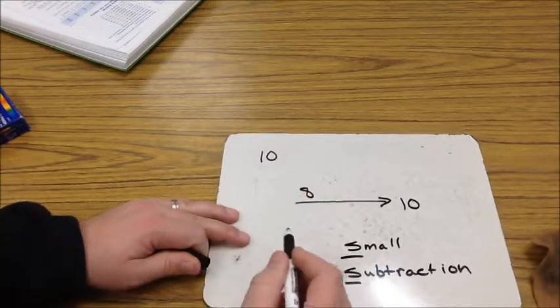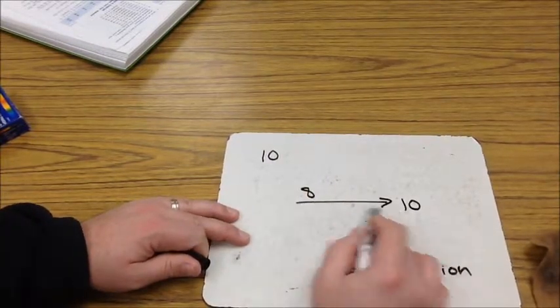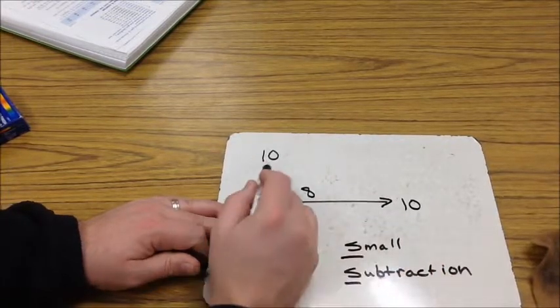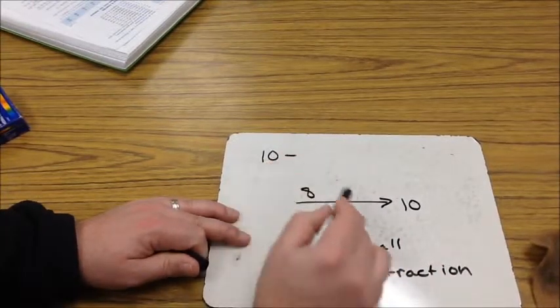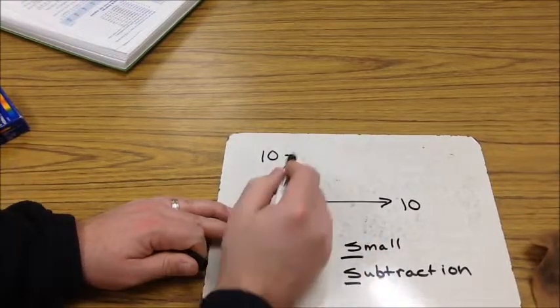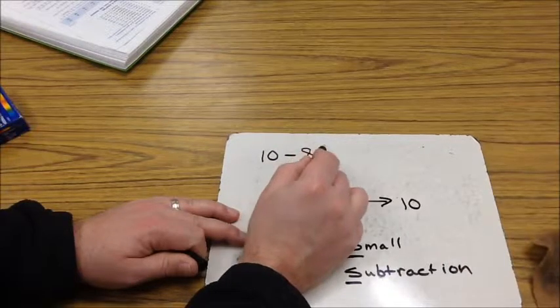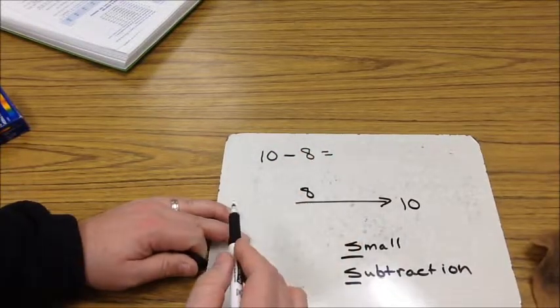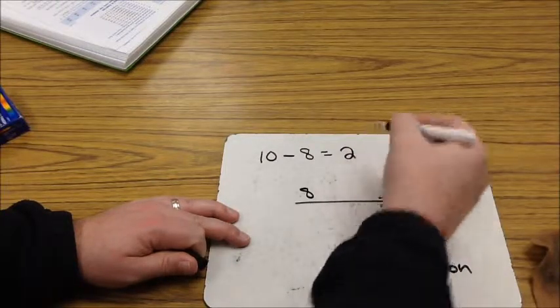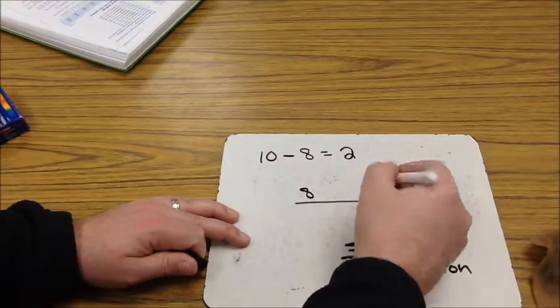So if I'm going to rewrite this problem, unlike the number family way we write it, I would start with 10, and since I'm going to subtract because I'm missing a small number, small, subtraction, I'm going to use the number 8. Then I'm just going to subtract. The number that's missing is 2. That's where this number would go.